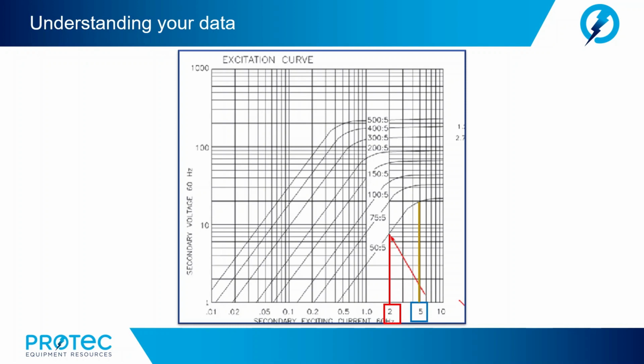This is somewhat common to lower ratio CTs like the 50:5. It is important to understand what you are looking for when you test and always go to the manufacturer's curve when you're in doubt.